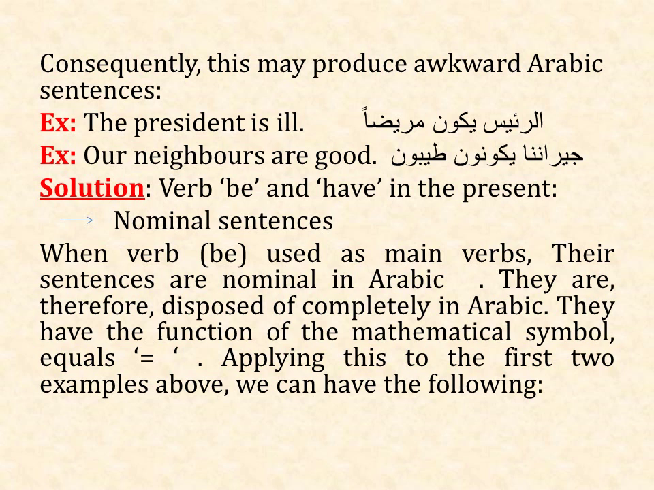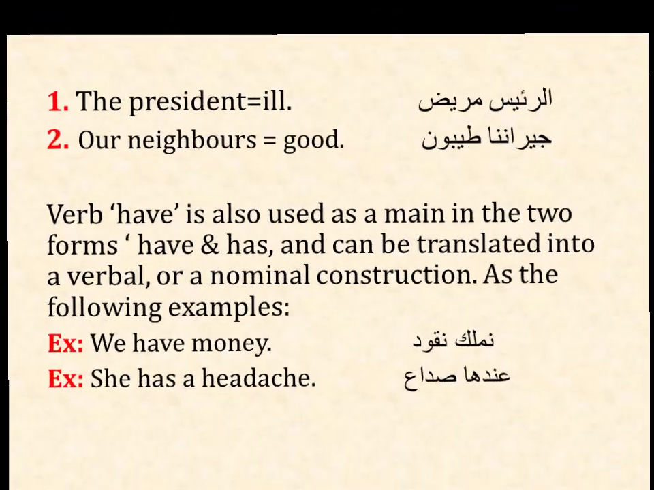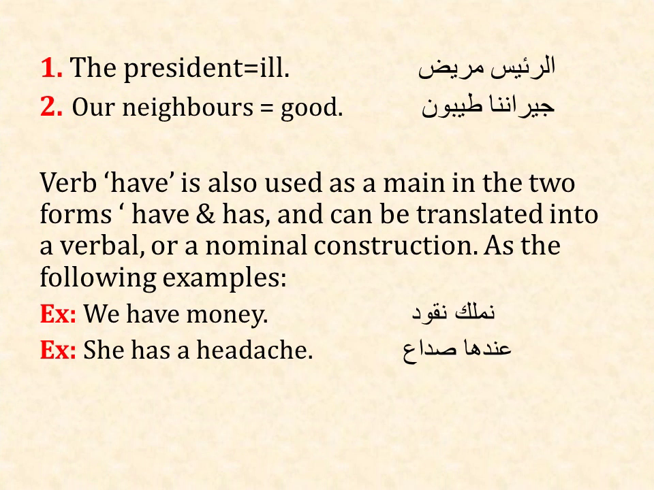So the solution for this problem, represented by the verbs be and have in the present, is to change them into nominal sentences. That means when the verb be is used as a main verb, the sentence is nominal in Arabic. The verb is therefore disposed of completely in Arabic. It has the function of the mathematical symbol equals. Applying this to the first two examples above, we can have the following. Number 1, the president equals old. الرئيس مريضا. Number 2, our neighbors equal good. Here we put equal in the first sentence instead of is, and in the second instead of are. So this is the solution for this problem.